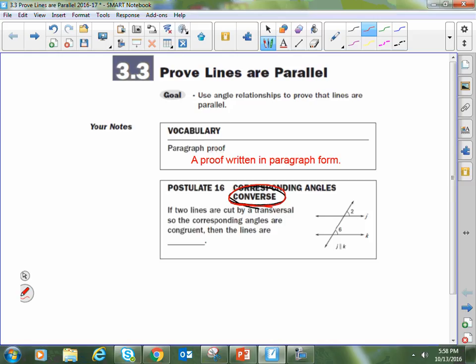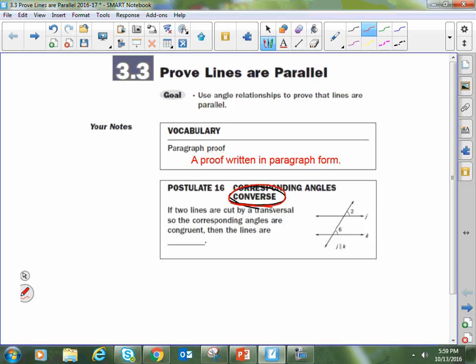Now, here we're talking about a paragraph proof, which we've mentioned in a previous lesson back when we were talking about reasoning material. Paragraph proof, two-column proof, flowchart proof. So this was here as part of our vocabulary, so it's just a very basic description: proof written in paragraph form. But let's look at the postulate.